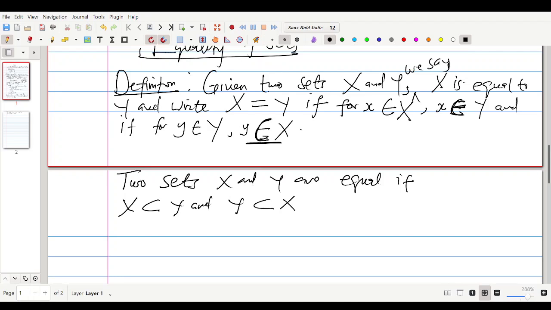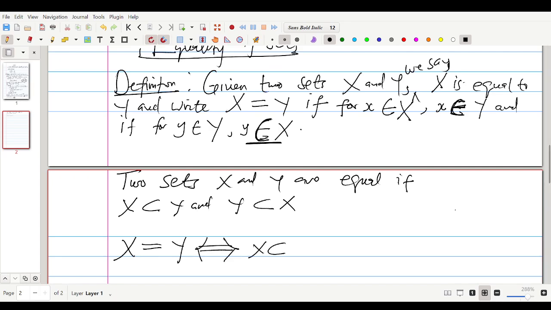Now these two statements, the equality statement and the inclusion statement, are equivalent. That is, the statement X equals Y is equivalent to the statement X is included in Y and Y is included in X. Don't forget this statement is a conjunction in logic. So these two statements are equivalent. You understand? They appear in different ways, but they have the same meaning.